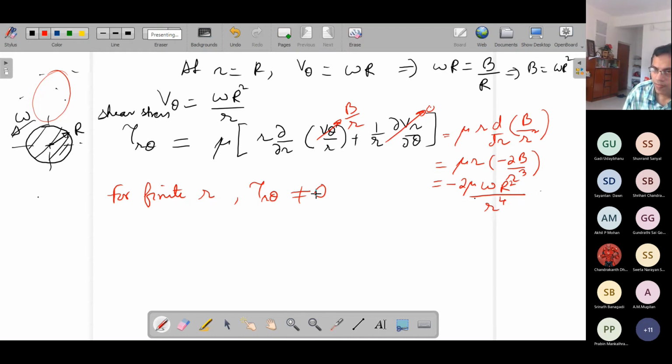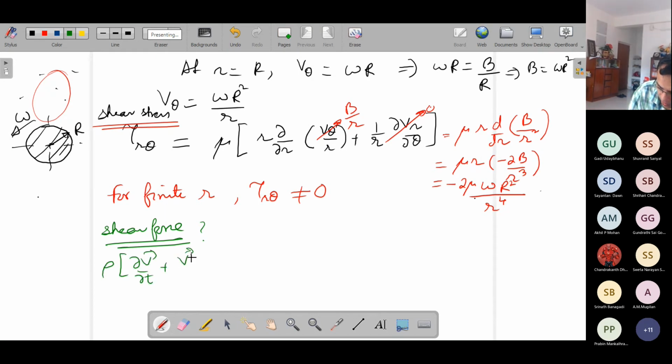Now, very interestingly, let us calculate what is the shear force. You might think that they are quite synonymous. We'll calculate what is the shear force. So how to calculate the force? We'll simply use the Navier-Stokes equation in vector form. So this is something which we derived in the class, but I'm just writing again. There is no body force here. So this is the Navier-Stokes equation in vector form.